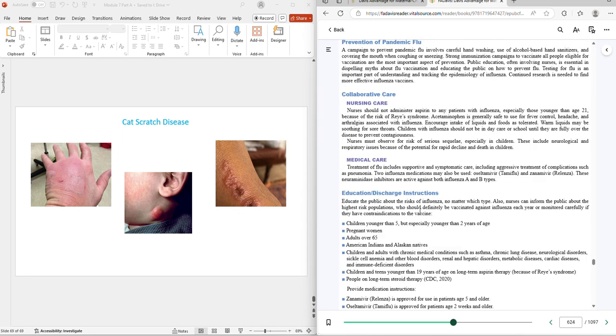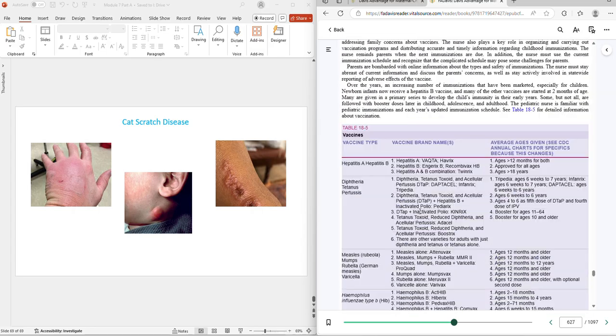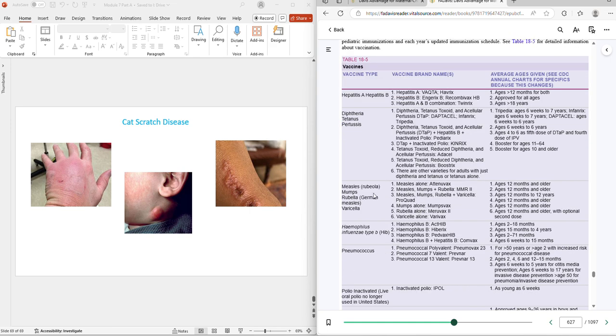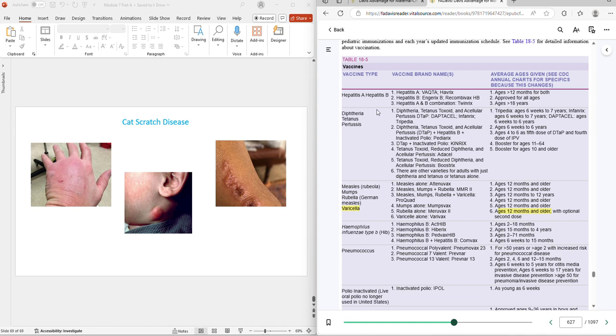I want you to look on page 627. It's got the vaccines, so you need to be reviewing those vaccines again, okay? Make sure you understand. I know you've studied them in the last module, but you need to be reviewing those, okay? Varicella. When is varicella given the first time? Age 12 months or older, right? So make sure you know that, varicella. The first dose is at 12 months.